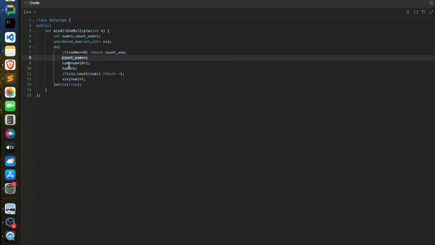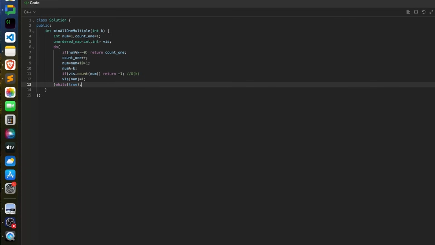So count 1 plus plus, and to append 1 at the end, as per the explanation part, just do num equals num into 10 plus 1, do a modulo, then check if the remainder is already visited. If it is already visited, return -1, because this is again going to repeat after some time, so your answer won't exist. If that is not visited, just visit it, and that's it, while true. So this process would be indefinite, but it won't be exactly indefinite, because it will go only up to k. So the complexity is order of k, so it will visit all the remainders from 0 to k minus 1 only one time, right? So yeah, that's all about the third problem.